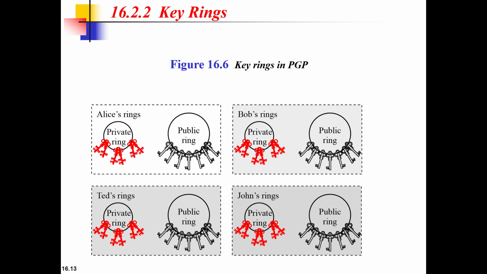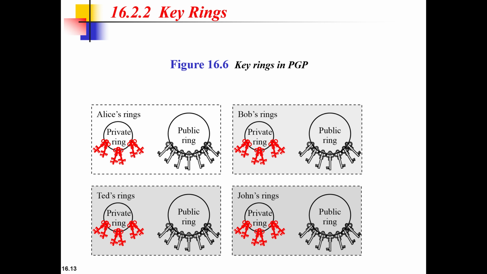Another reason is that Alice may need to correspond with different groups of people, like friends, colleagues, and so on. Alice may wish to use a different key pair for each group. Therefore, each user needs to have two sets of rings: a ring of private/public keys and a ring of public keys of other people.